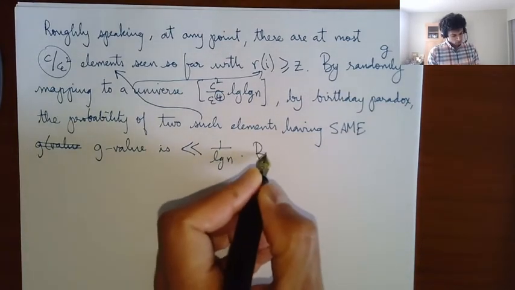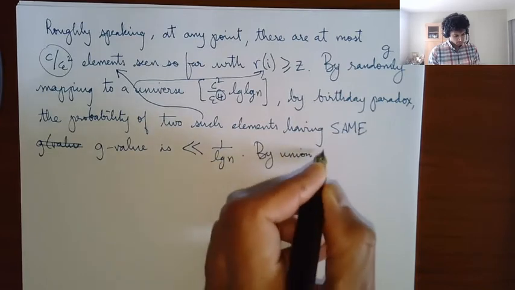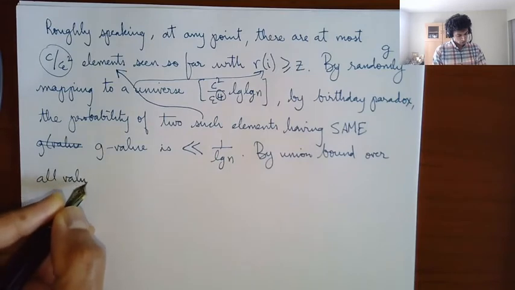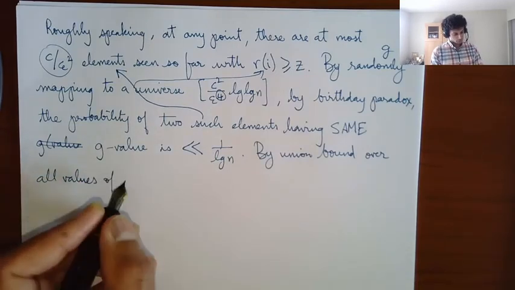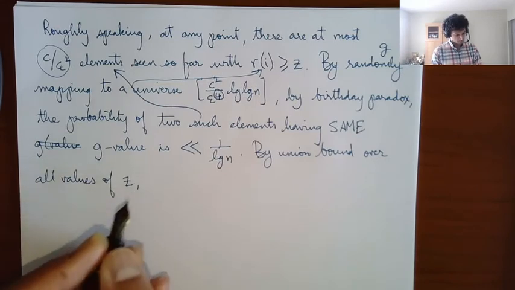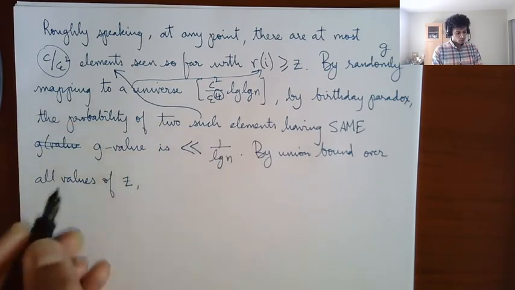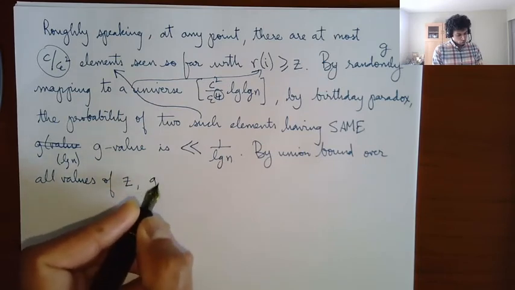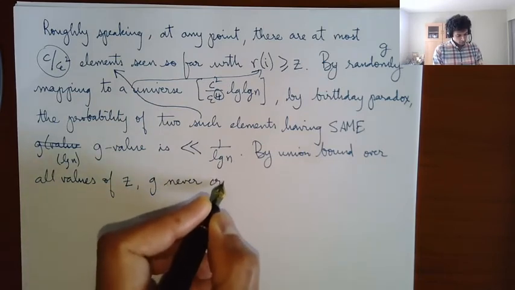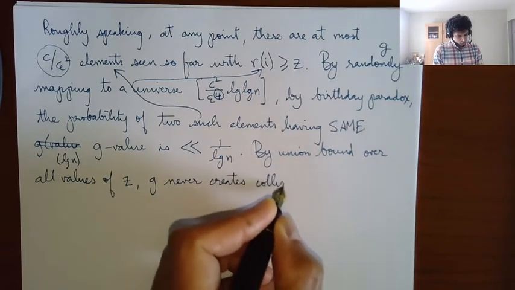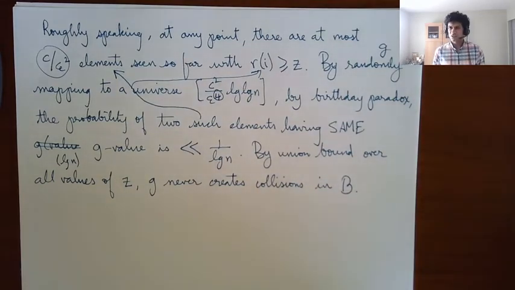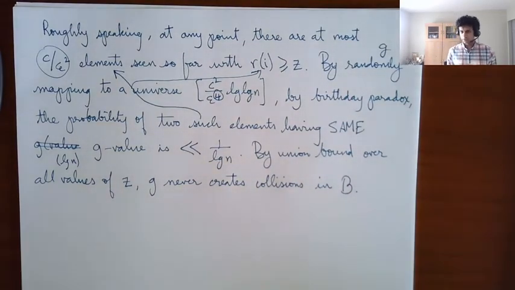And so by union bound over all values of Z, we can union bound over all log n values of Z. G never creates collisions in B. I've gone through this really quickly. You want us to do it carefully.